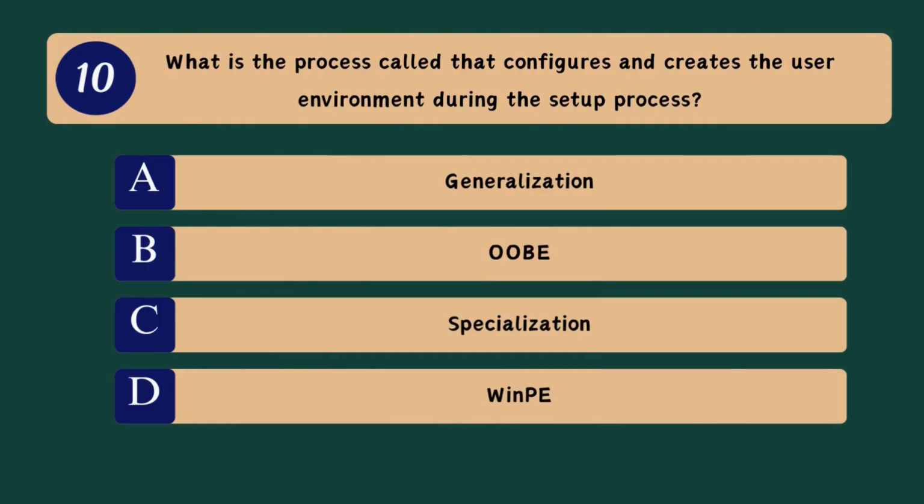Question 10. What is the process called that configures and creates the user environment during the setup process? A. Generalization. B. OOBE. C. Specialization. D. WinPE. Correct answer. B. OOBE.